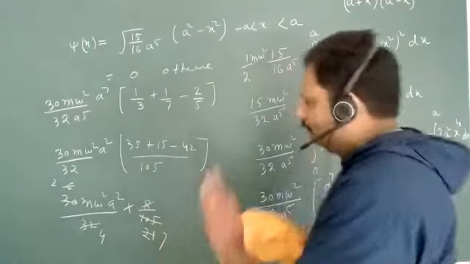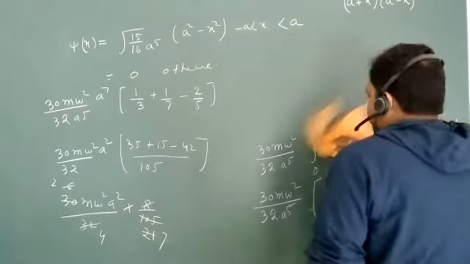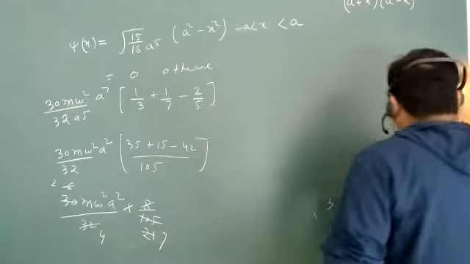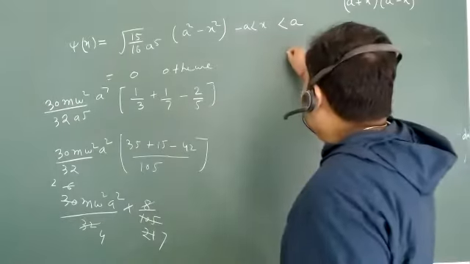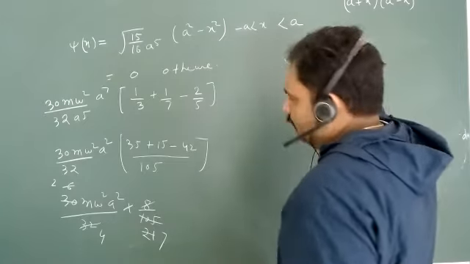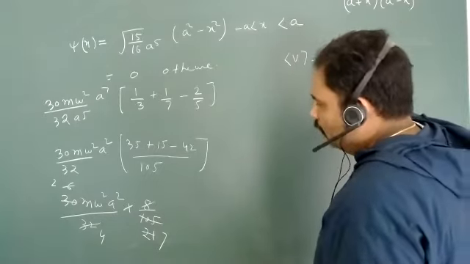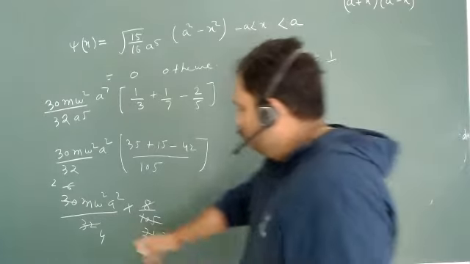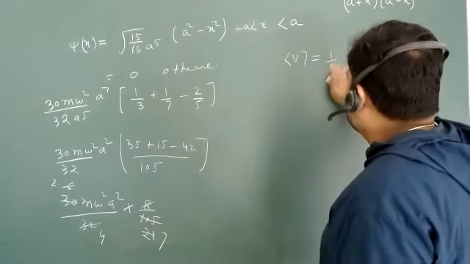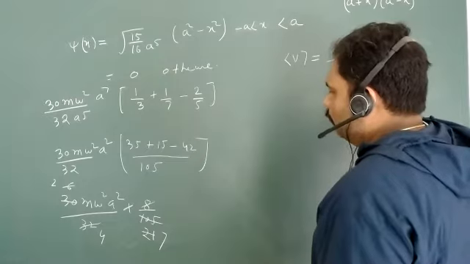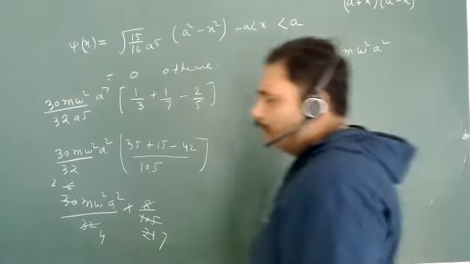The number may be different, so there may be a chance of error, but if I assume that this calculation is correct, then the average value of potential is nothing but this value, which is 1 upon 2, that is 1 upon 14 m omega square a square. Are you people comfortable?